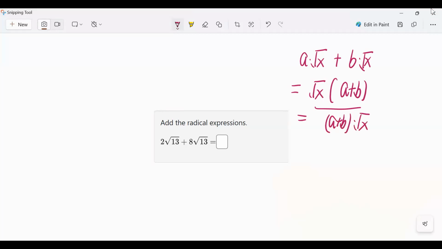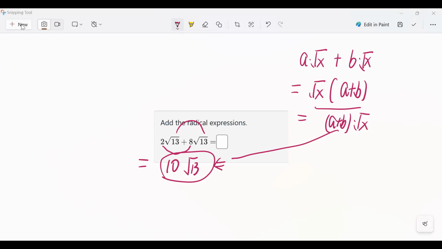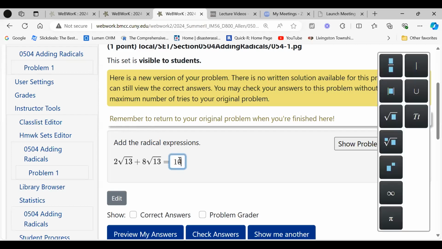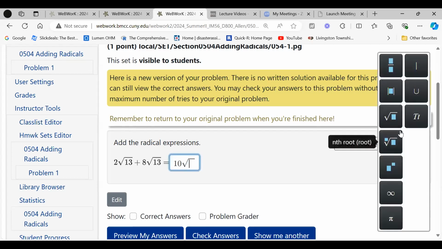And so very similar here. They are like terms, so the shortcut is to just keep the radical 13 and then add the coefficients 2 and 8, and you get 10. So the answer is 10 radical 13. Applying these properties here, that's how we get the answer: 10 square root of 13.